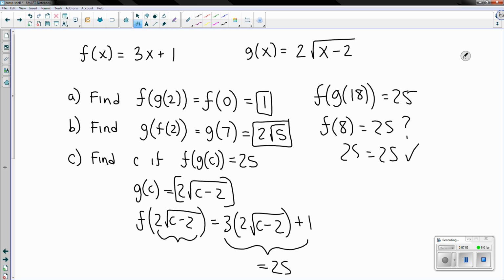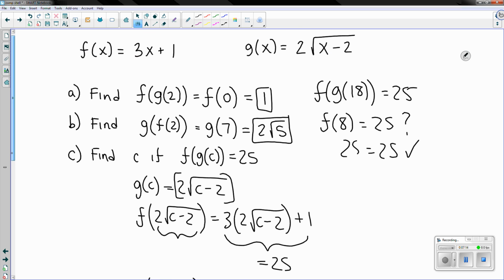So 18 is the correct C value that will produce 25 as an output with the composition of G into F. So that's how you're going to handle compositions evaluated at a specific input. You work inside out. So here's your input, evaluate it first at the inner function, then at the outer function. And we only dealt with 2 layers here, but again, there could theoretically be as many layers as we want, so just peel them back one by one.